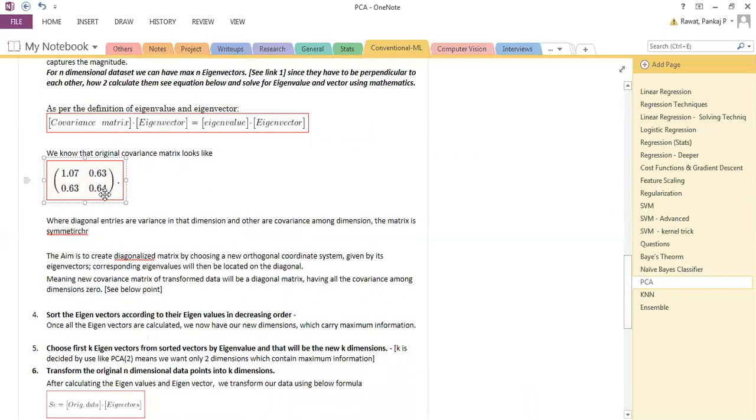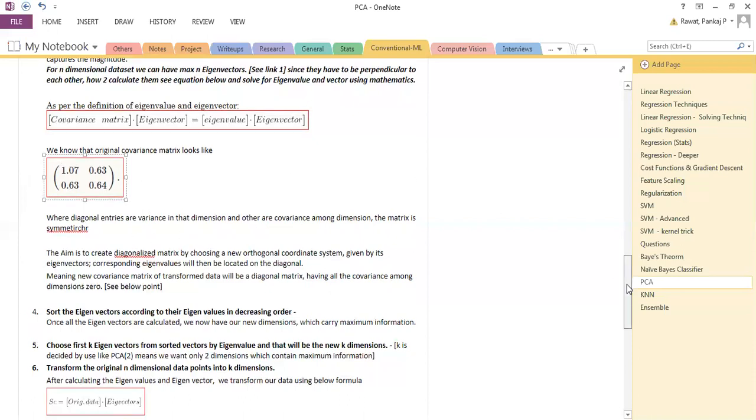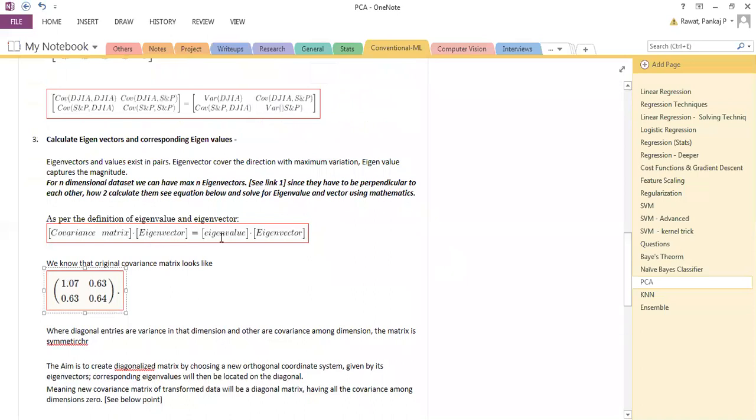So our idea is to find a new metric system in which we will try to zero out this covariance, and we will try to capture all the variance among the diagonal elements only. It means the diagonal elements will retain value, whereas the other non-diagonal elements will reduce to zero. So our aim is to get there. Now, as I said, we'll calculate the eigenvector and eigenvalue based on this formula.